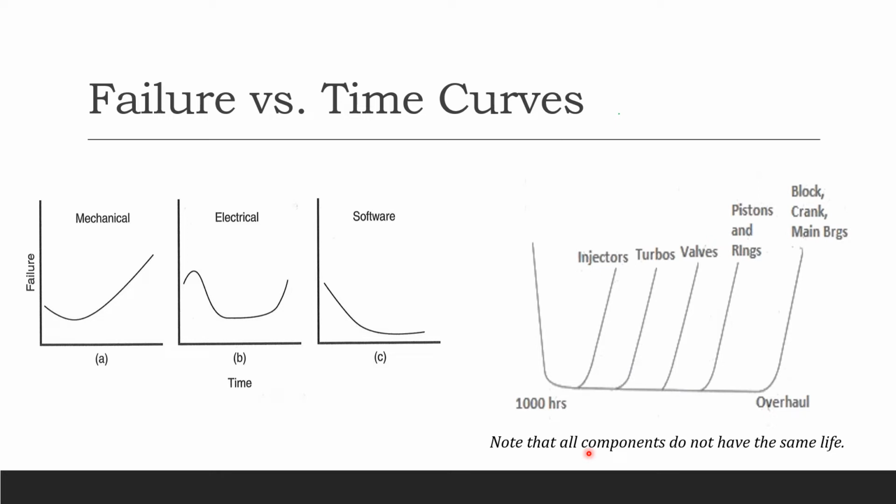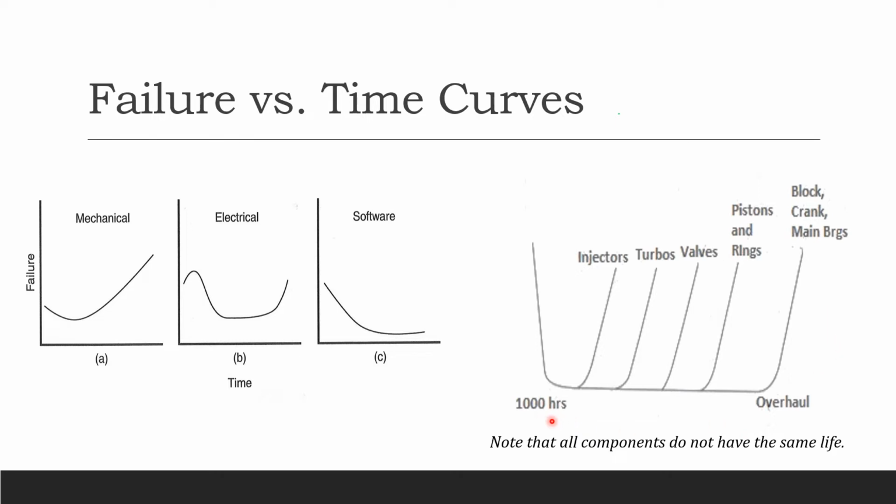So this is just showing you the components in the system: we have injector, turbo, belts, pistons and rings, block, crank, and the main bearings right there. So we're dealing with the equipment life curve. You're seeing something like a bathtub, going down in the debugging stage, then stable, for each one of them. It's the same thing for the second one, the third one, and the last.